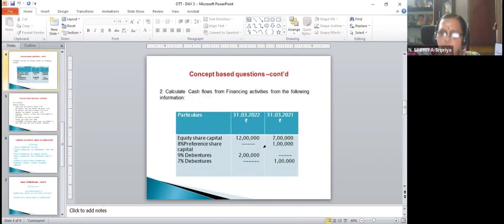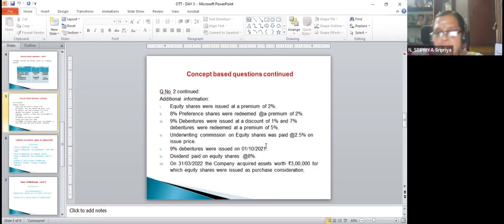Fine. So we need to pay preference dividend to the preference shareholders before making payment to the equity shareholders. So please remember, it is always a hidden information. It is always an implied information that if dividend paid on equity share is given, it is implied that preference shares dividend has to be paid. Dividend on preference shares has to be paid at whatever is the rate.